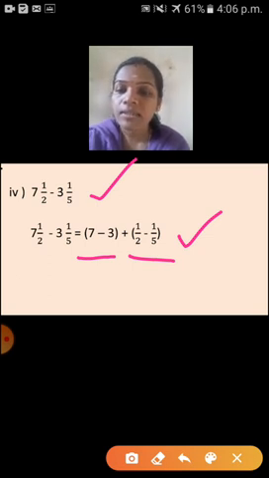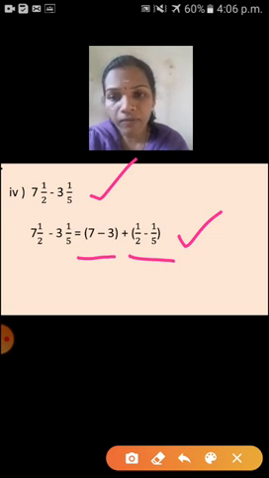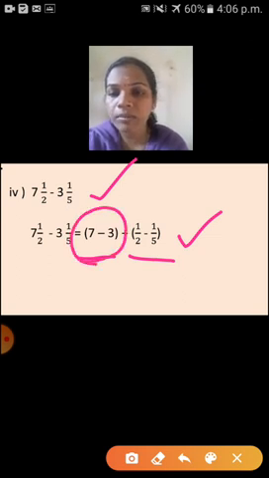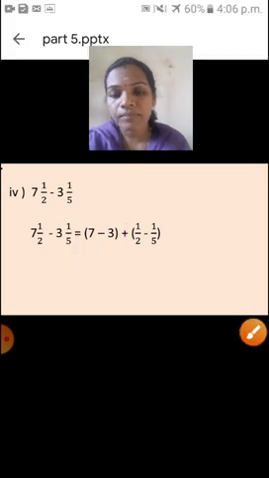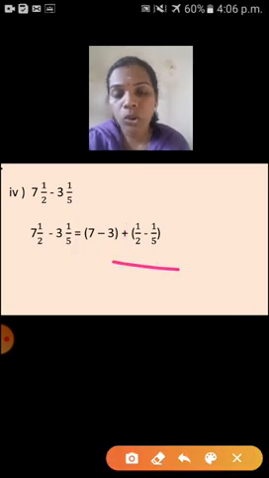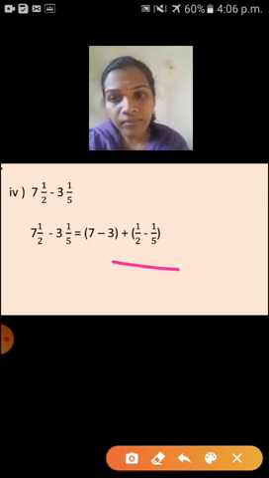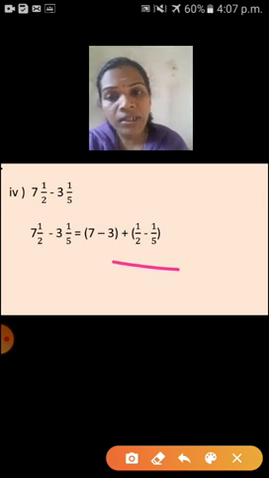Children, see here, 7 1 upon 2 minus 3 1 upon 5. The whole numbers I have written separately, 7 minus 3 plus the fractions 1 upon 2 minus 1 upon 5. But the second method you can also do. Second method is what? Yes, the mixed numbers you have to convert into improper fractions. That method also you can follow. So children, can you do the further steps? Can you find that answer? Very good. Okay. So shall I go to the next? So addition and subtraction, that is over, practice set 10.